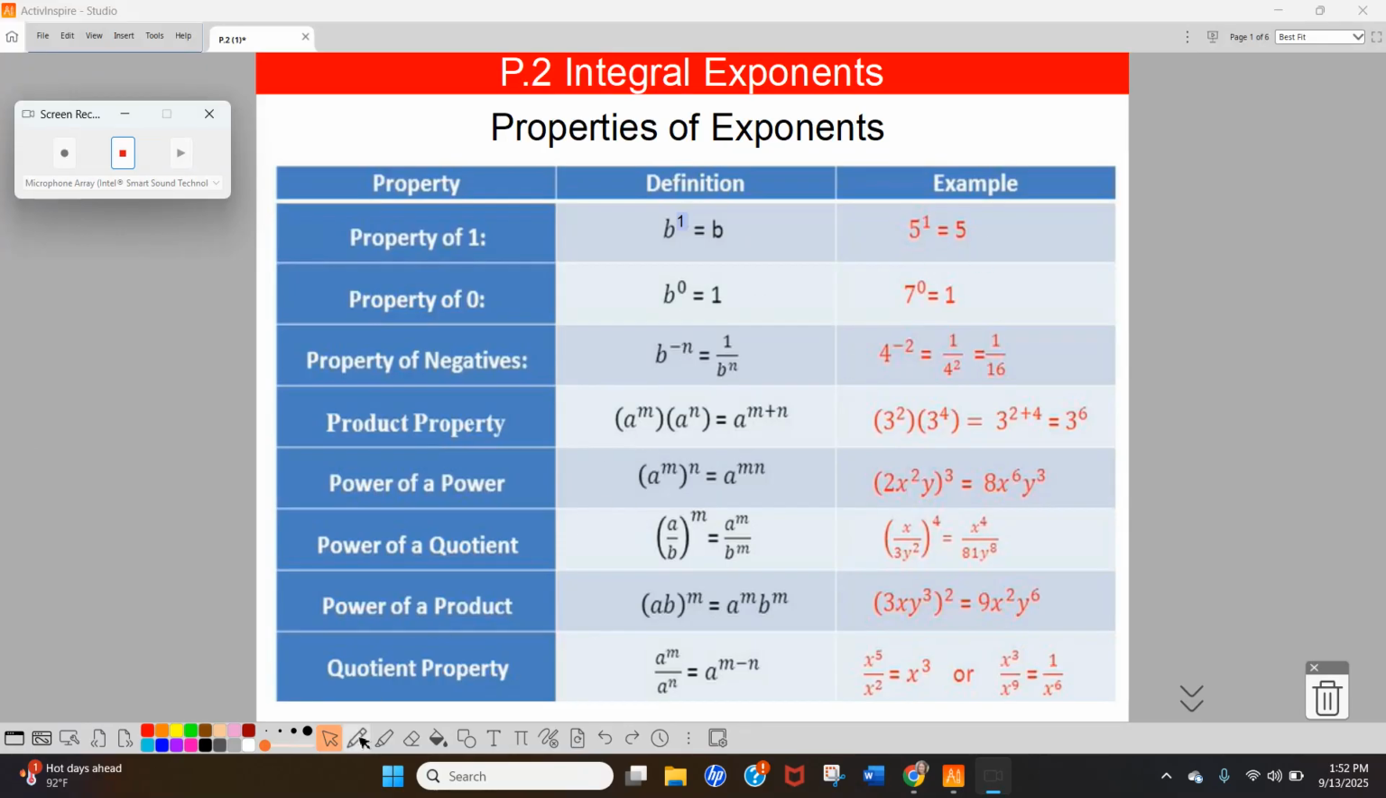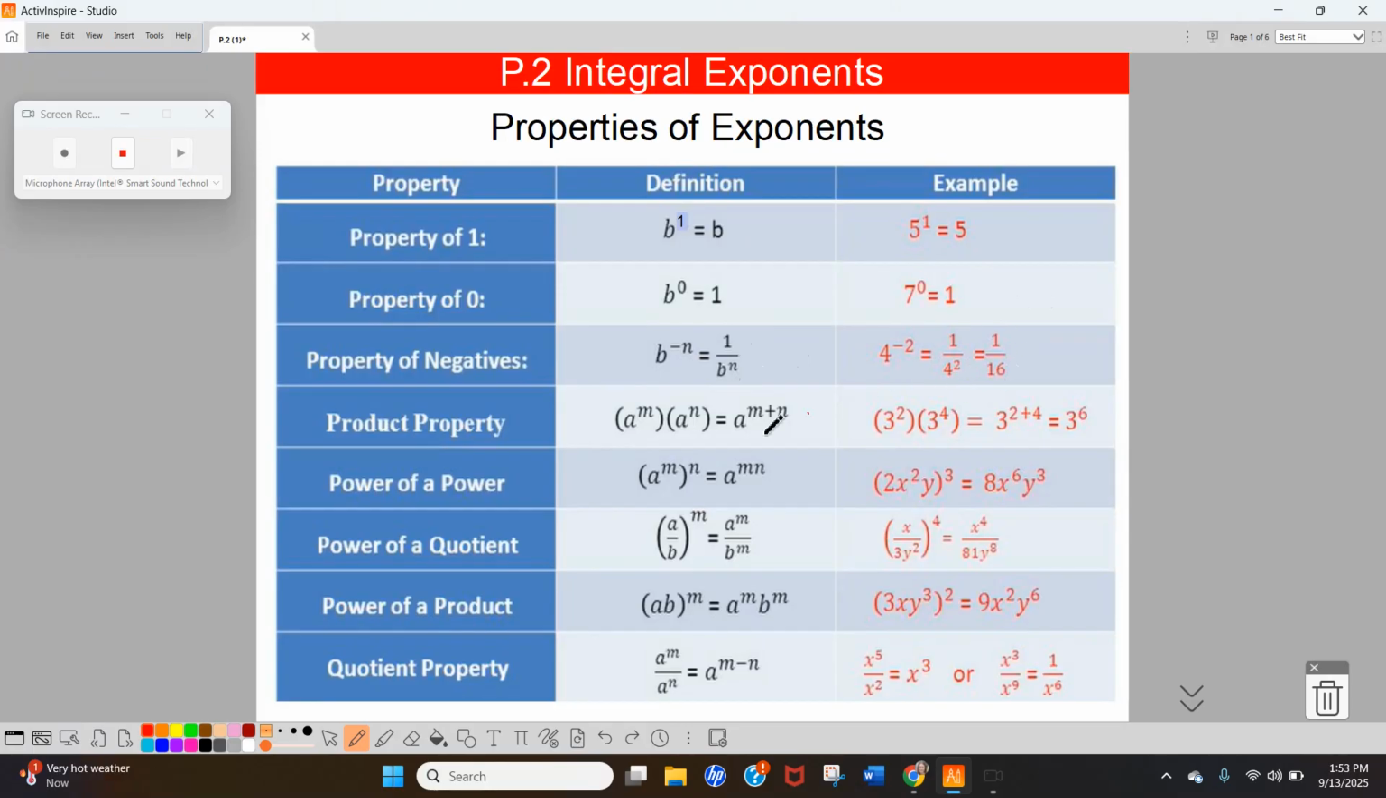So if we have a negative exponent, we send it to the denominator, or if it's in the denominator, we can send it to the numerator to make it positive. So negative exponents just kind of flip things. Like this 4 to the negative 2 would be 1 over 4 to the positive 2, or 1 over 16.